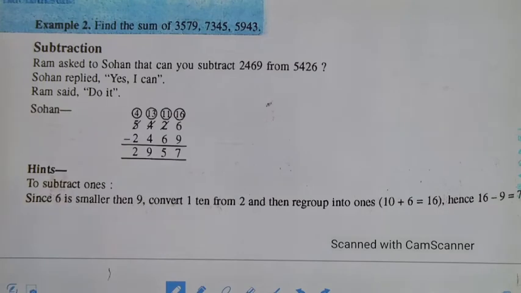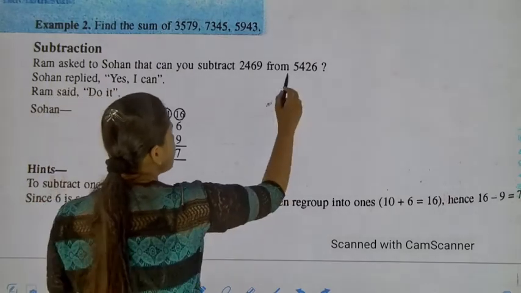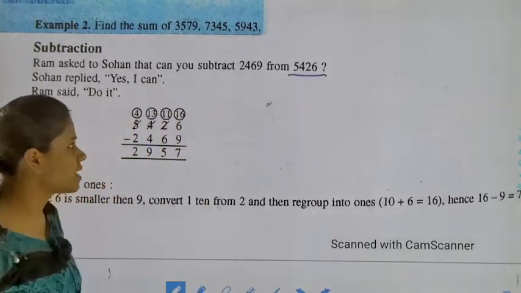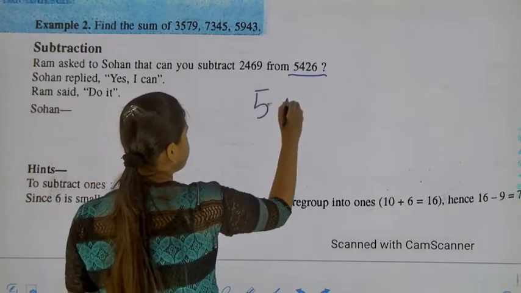Ram asked Sohan, can you subtract 2469 from 5426? Ram ने सोहन को बोला you have to do subtraction from 5426 minus 2469.